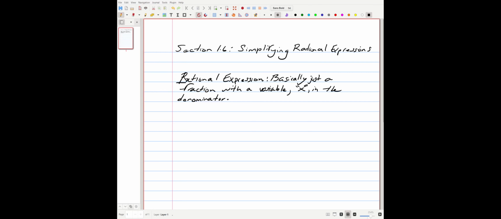So what is a rational expression? Well, a rational expression is defined as basically just a fraction with a variable like x in the denominator. So a lot of the techniques used in this section are pretty similar to what you've been doing with fractions that just contain numbers.